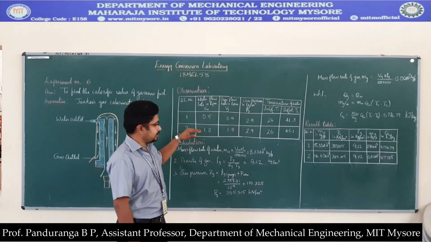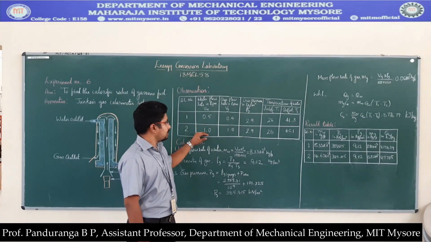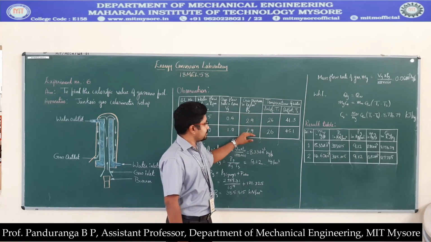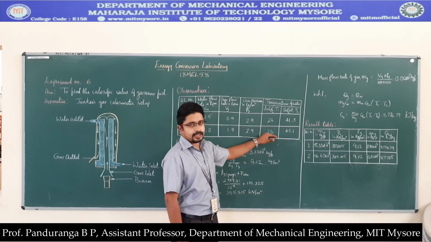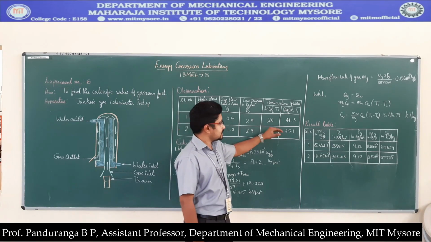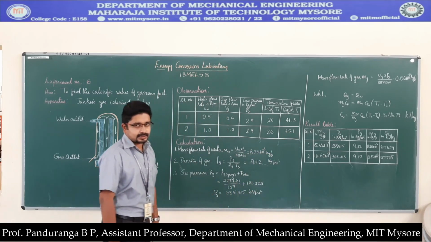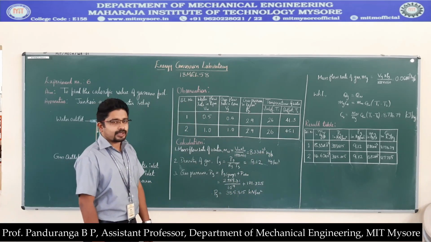For the second trial, the water flow rate is 1 liter per minute, gas flow rate is also 1 liter per minute, then the gas pressure is 2.9 kg per centimeter square, inlet temperature of water is 26 and the outlet temperature of water is 45.1 degrees Celsius. Now let us see the calculation for trial 1.